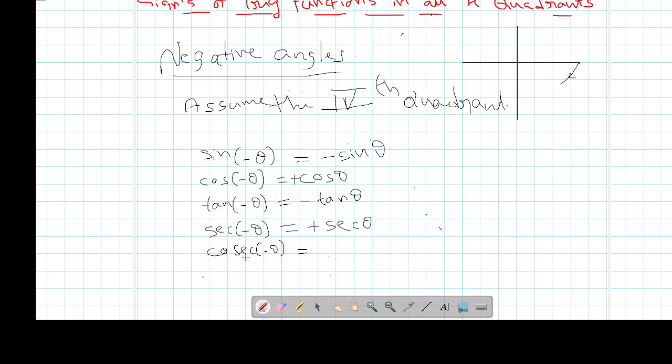In the same way, what is cosecant of minus theta? Cosecant is the reciprocal of sine. Cosecant depends on sine, sine depends on the y axis, and y is negative, so this is minus cosecant theta. What are we left with? Cot of minus theta. Cot depends on tan, tan depends on both axes, one of the axes is minus, so this will be minus cot theta.